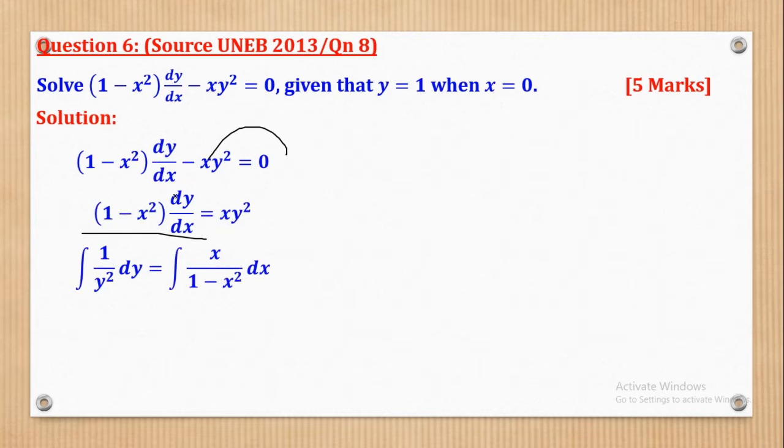Then after that, you should realize that the y is on the left hand side, meaning that the left hand side will have y variables and the right hand side will have x variables. So when you do that, it means that this one must come this side to become x over 1 minus x squared dx, and this y will come this side to become 1 over y squared dy. Put integrals on both sides to come up with this line, then integrate. So integrating this gives you this, and this gives you that.